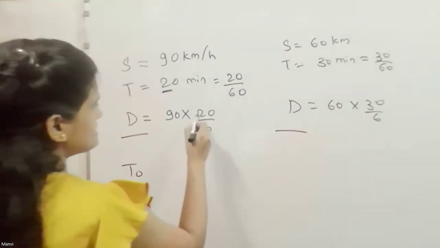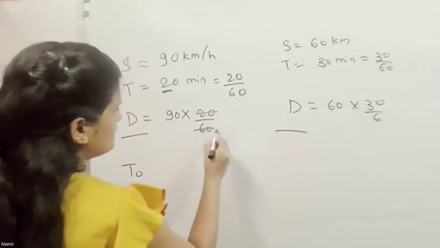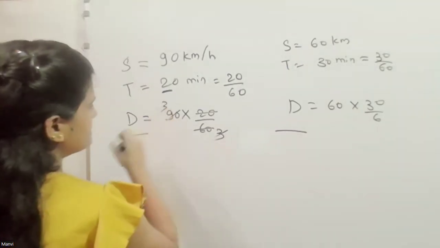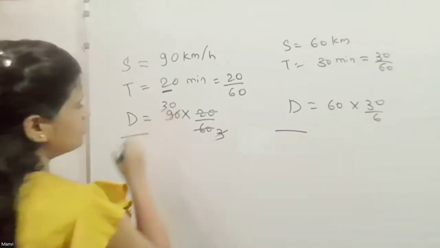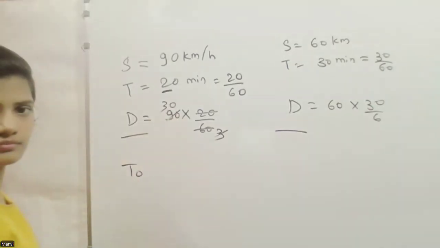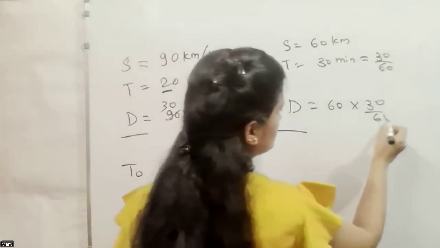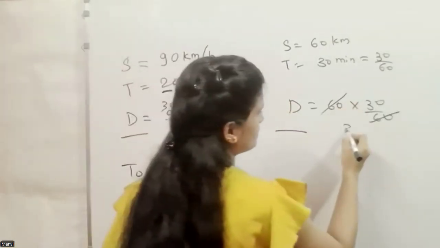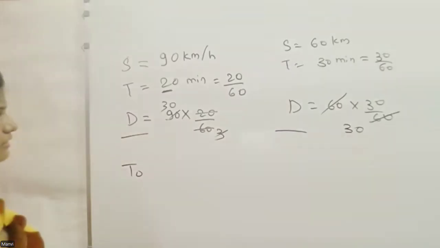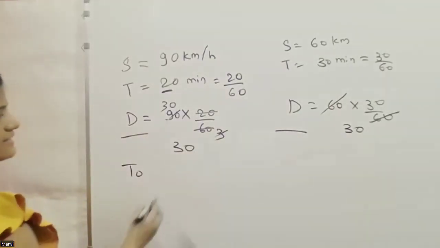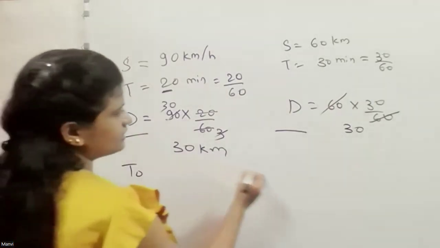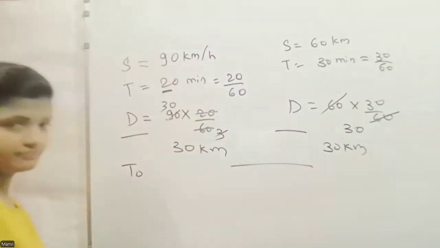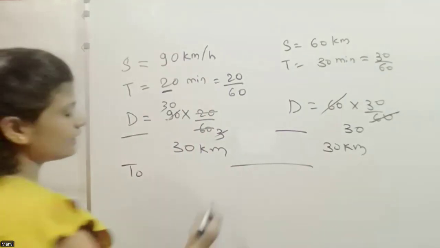So here we can easily say 20 times 3 is 60. 3 times 3 is 90. And we have 1 zero. Here 60 goes with that 60. We just have 30. So it's 1 hour. Distance, here the distance is 30 kilometers. Here also distance is 30 kilometers. So total distance will be 60 kilometers.